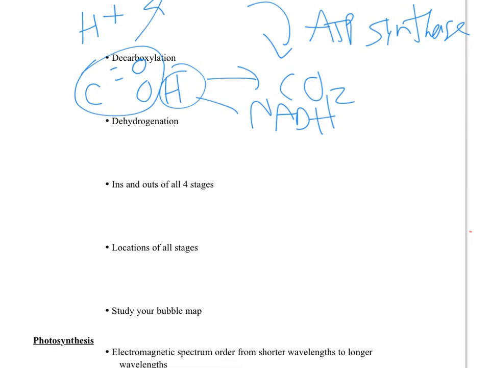Dehydrogenation is the removal of a hydrogen, which can also make NADH. And then you should know your bubble map. You need to know the ins and the outs of all four stages, just like you did for the test.